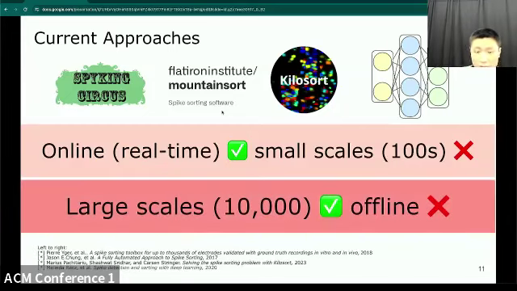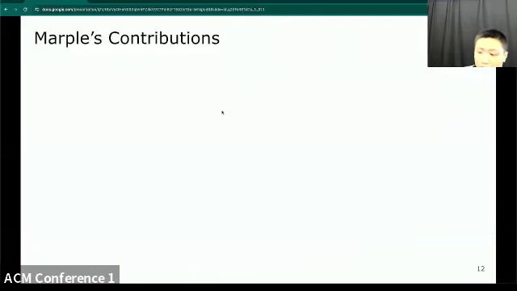The inverse is that if they operate on large scales, they can only do so offline. And so they can't be used in a reactive closed loop system. For Marple, we have three main contributions.